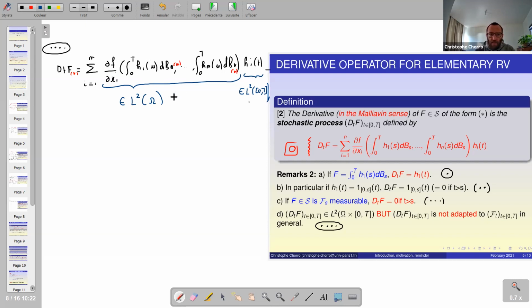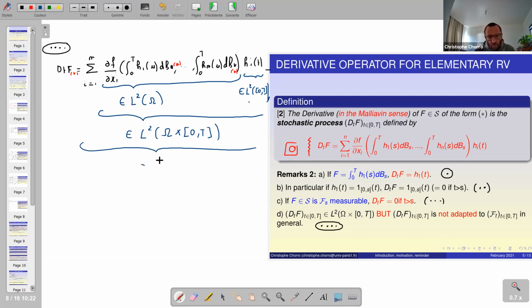So you have here a random variable, and here you have a mapping. This one is in L2 of omega. This one is in L2 of 0 capital T. And in particular, I can say that the product here, because this one only depends on W and this one only depends on T, belongs to L2 of the product space. This being a vector space, if I do the sum, all these terms belong to L2 of omega times 0 capital T.